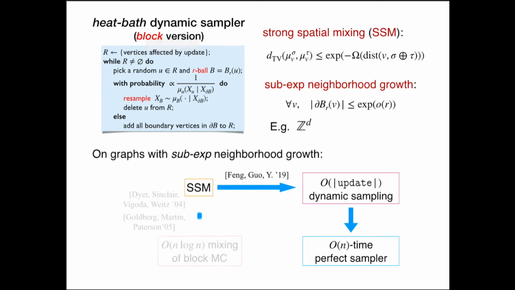Recall the well-known equivalence between spatial mixing and the rapid mixing on graphs with sub-exponential growth. We now can lift either the strong spatial mixing or the rapid mixing of block dynamics to the efficient dynamic sampling or perfect sampling on such families of graphs.